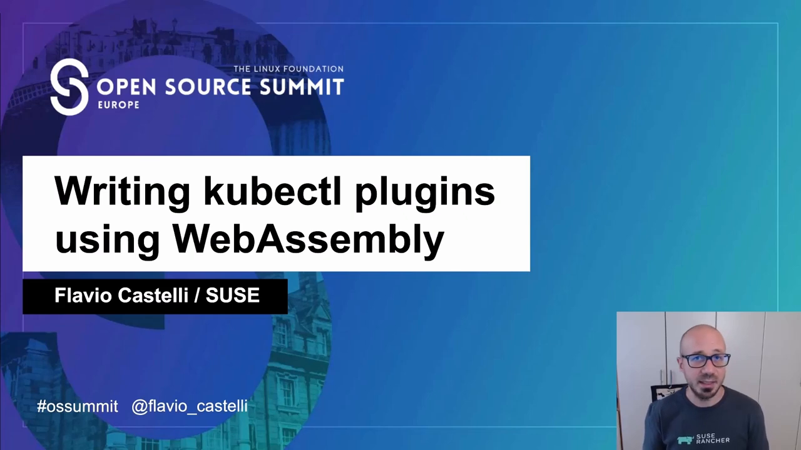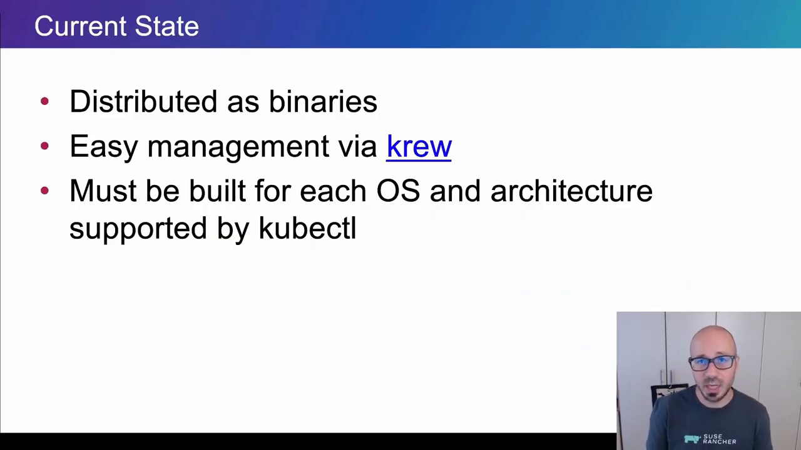Let's start by taking a look at how regular Kubectl plugins are written. Well, they are just traditional binaries that are shipped on your machine using a tool called Crew. By being regular binaries, the plugin author has to maintain a build matrix for all the different operating systems and architectures that you plan to support.